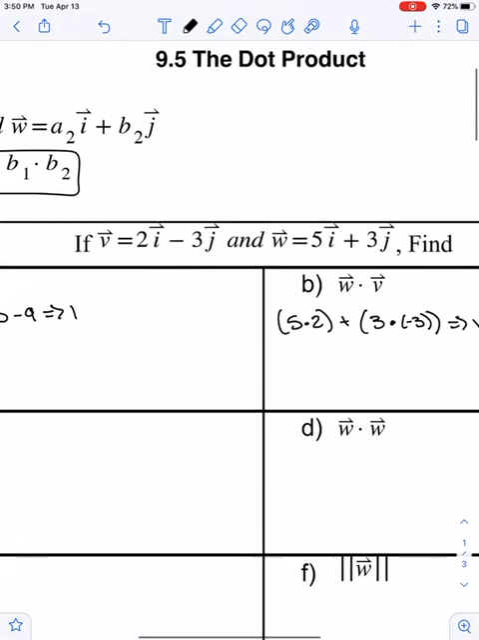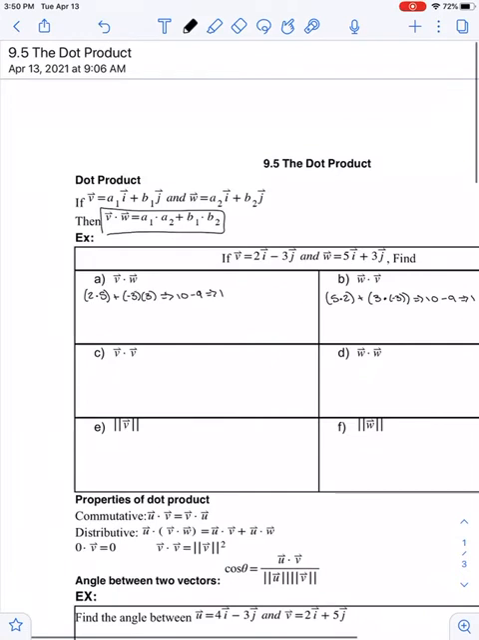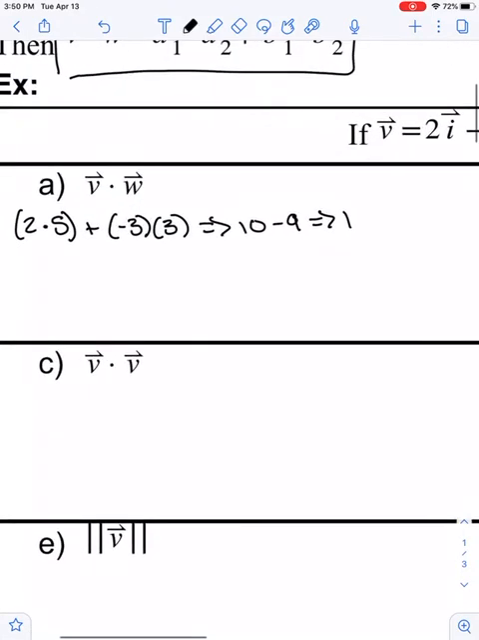Next, we have v times v. And as you noticed, in A and B, they were both the same answer. That's because when you're multiplying, you can swap the two places and it still comes out the same answer. So in C, we're doing v times v. So 2 times 2 plus negative 3 times negative 3, and that equals 4 plus 9, which equals 13.